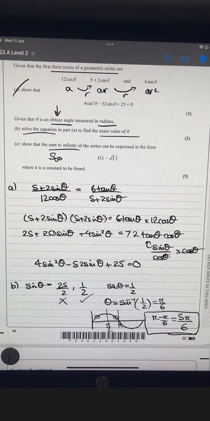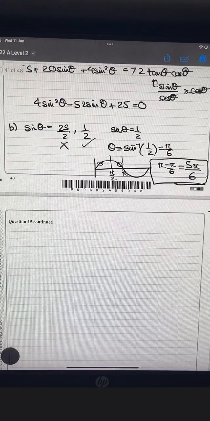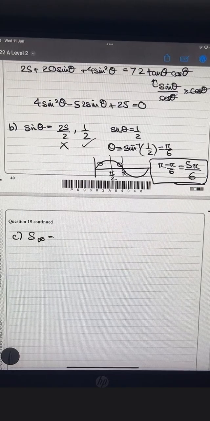Awesome. So, show that the sum to infinity of the series can be expressed in the form k(1 - root 3), where k is a constant to be found. Okay, cool. I'm just going to put down what you know. If you don't know what to do, just put what you know. You know the sum to infinity formula is a over 1 minus r, so we're happy with that. All we have to do is find a and find r and sub in.